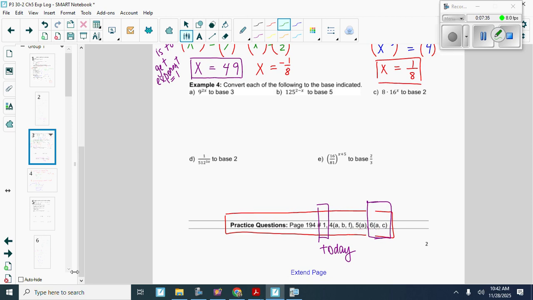What we're going to do is talk about changing numbers into an equivalent number, but with a special base.